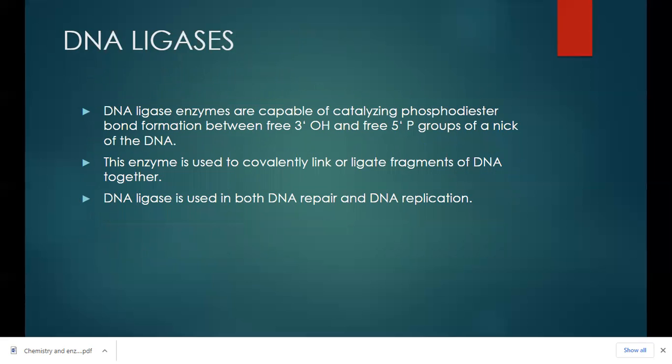DNA ligases, the DNA ligase enzyme. These enzymes are basically capable of catalyzing the phosphodiester bond which is formed between the 3' OH and the free 5' phosphate groups at a nick of the DNA. So it is used to link, ligate, or glue the fragments of the DNA together. It is used both in DNA repair and DNA replication.